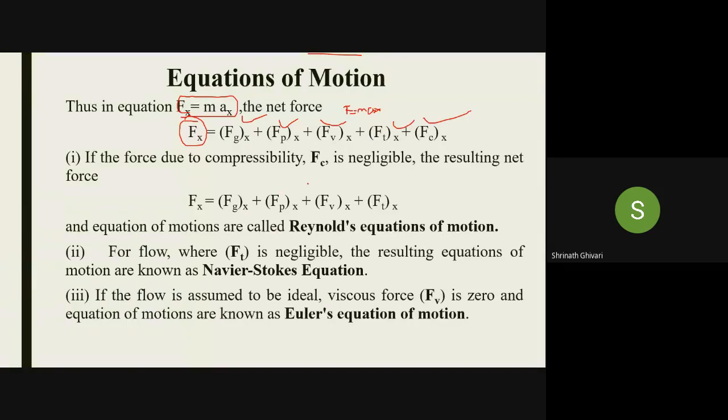Okay. If I neglect the compressibility force, then the resulting equation will be a Reynolds equation of motion. If I neglect the turbulent force and compressibility force, then it will be the Navier-Stokes equation. And if I neglect the viscous force, if I say that the fluid is ideal or non-viscous, then we are considering only gravity force and pressure force for determining Euler's equation of motion. Okay.